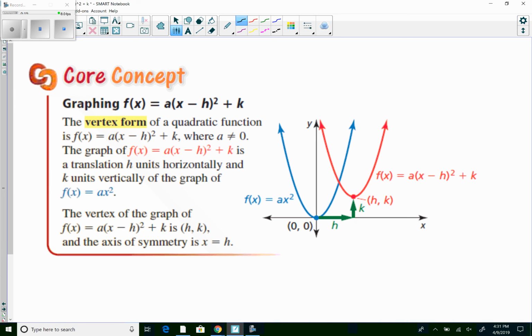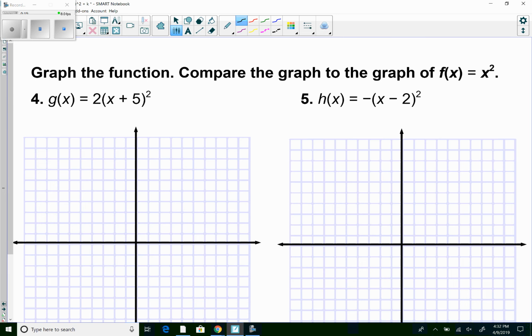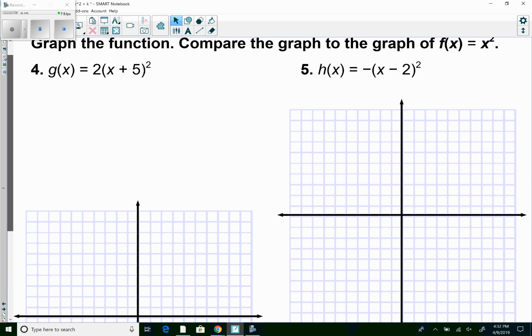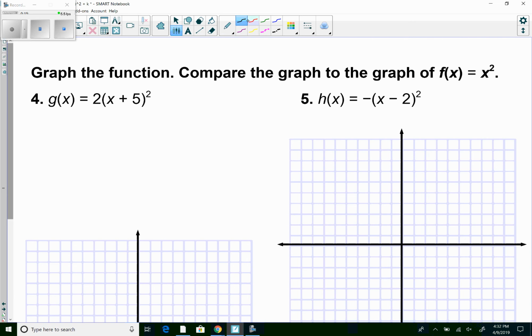All right. I will do number 4 with you guys, but then you have to do number 5 on your own. So, number 4. Remember, let's follow our steps. Number 1, symmetry. It's an x equals something. So here's g of x equals a times (x minus h) squared.